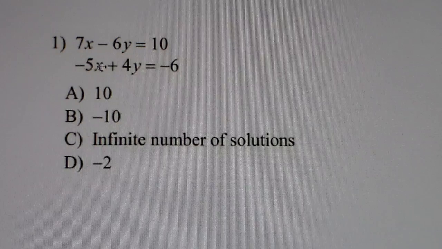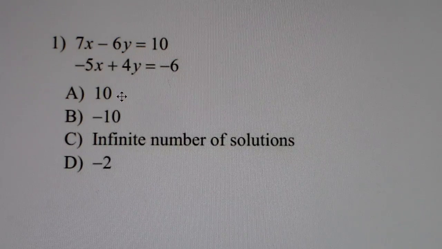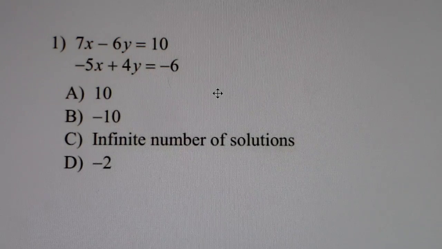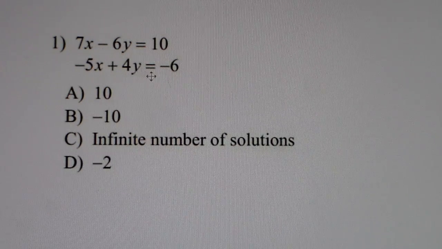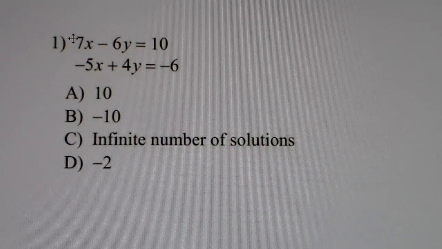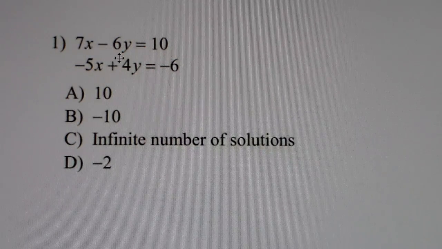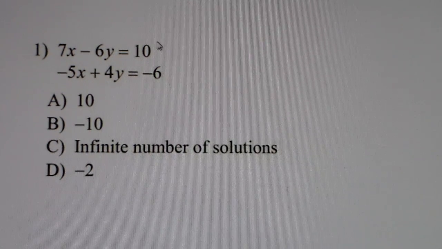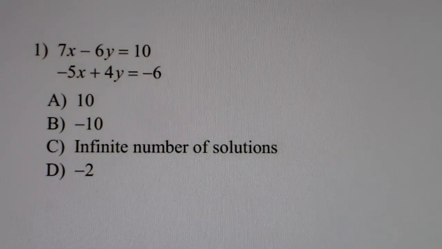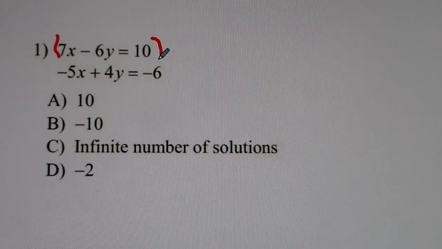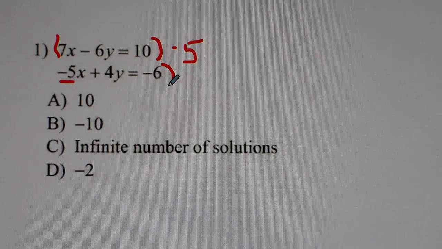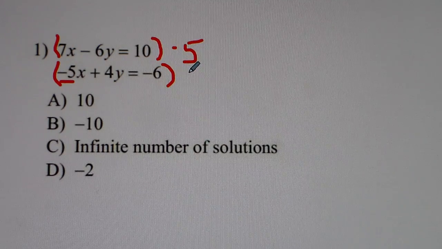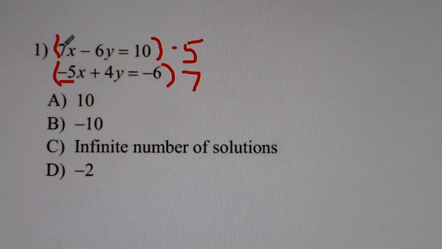Now, with combinations, we're going to try to eliminate either the x's or the y's by multiplying an entire equation by any particular number. Looking at this, we have 7x minus 6y and negative 5x and 4y. What I could do is pick the two numbers in front and flip-flop them and multiply. This 7x minus 6y equals 10 will be multiplied by this number in front, negative 5. And then I can multiply this bottom row by 7. That'll be the opposite number there.